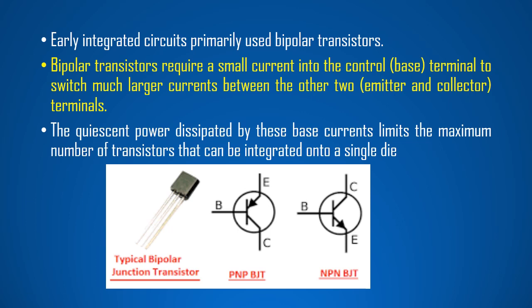The main drawback of BJT, that is bipolar junction transistor, is that at the base terminal it will dissipate some quiescent power because of the input current applied to it. So due to that we cannot integrate more number of transistors into a single IC. So to overcome this problem we go for MOSFET.